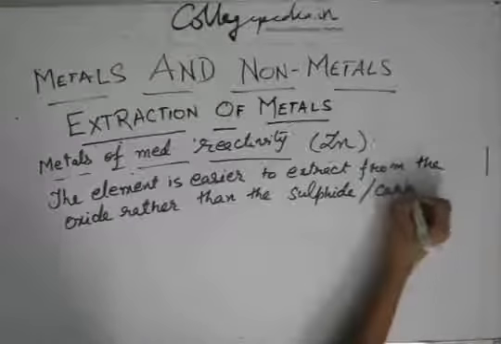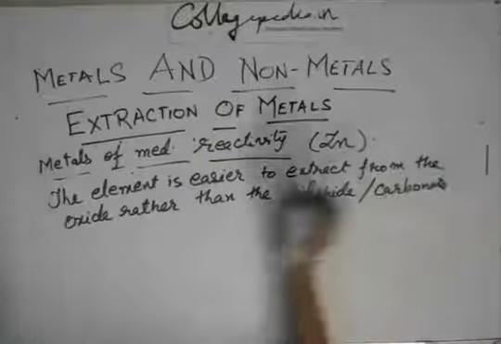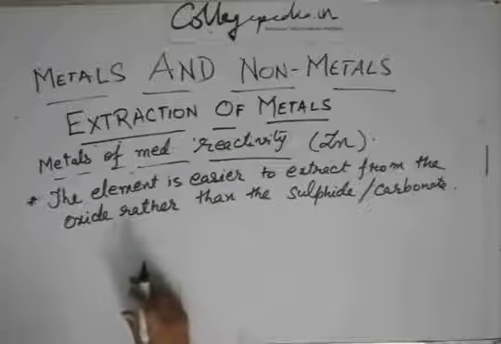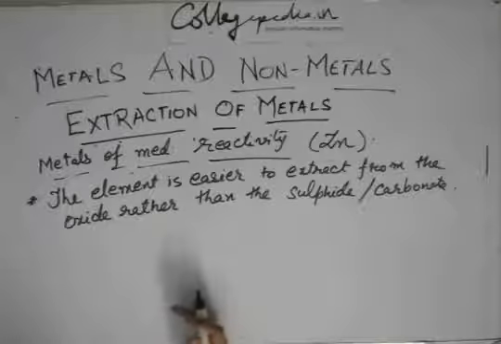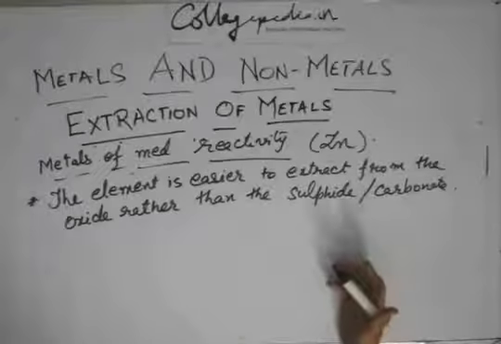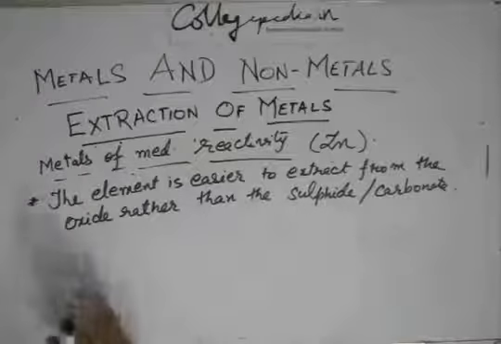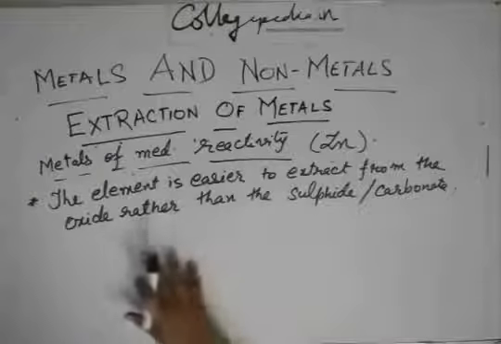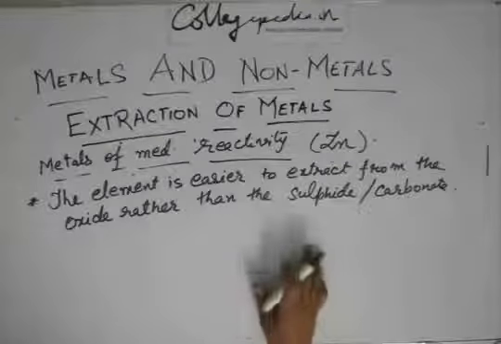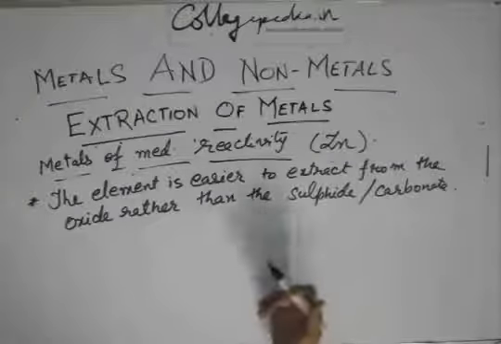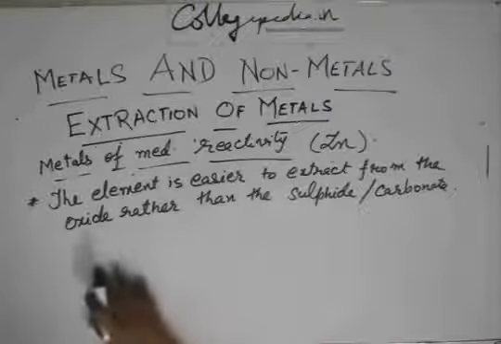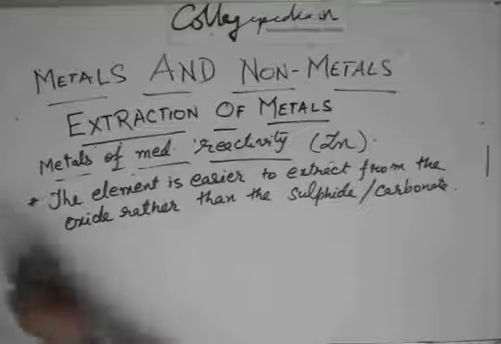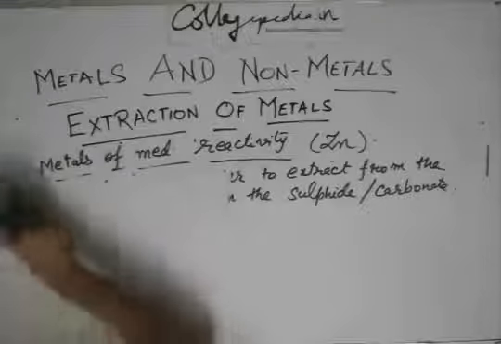This is very important because very frequently they ask this question, that why are zinc sulfide and zinc carbonate converted to oxides before they are reduced, and not directly reduced to the pure metal. So the thing is that they are difficult to reduce to the pure metal, but when they are converted to oxide, the metal is easy to extract from the oxide rather than the sulfide or the carbonate. So very frequently asked question. This is the reason.